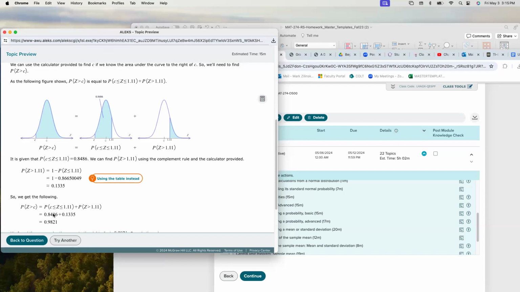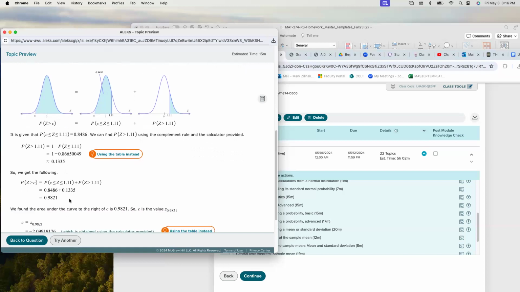If we know this value right here, they give us that. That was given in the problem. And we found this one over here, just by finding the area to the left of that, subtracting it from 1 and getting that. We could do this actually on Staplet and just get it directly. We get this sum total here, which is 0.98.